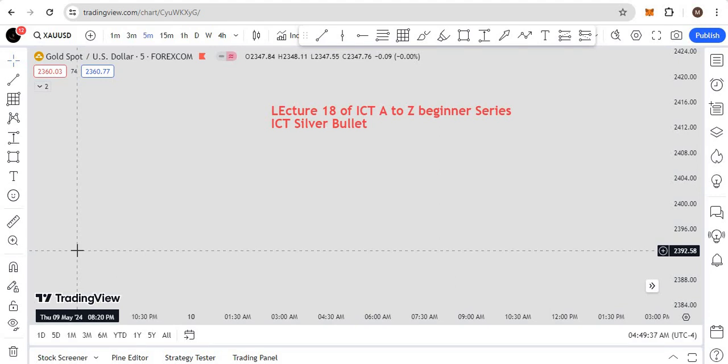In today's lecture we are going to learn what the ICT Silver Bullet is, what the time frame is, what the strategy is, and what the liquidity is.